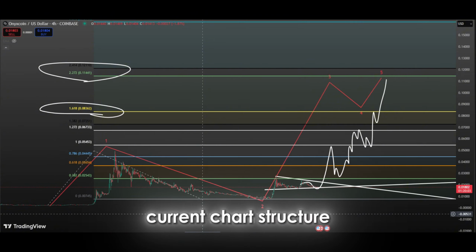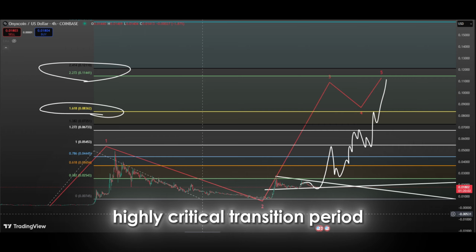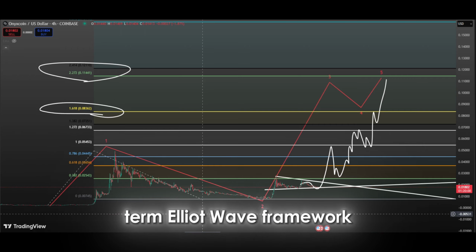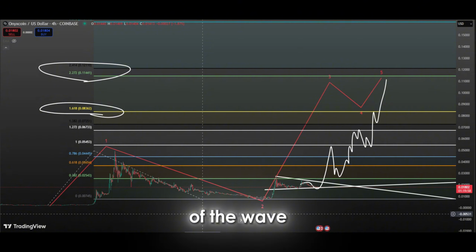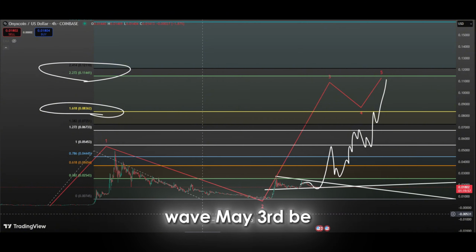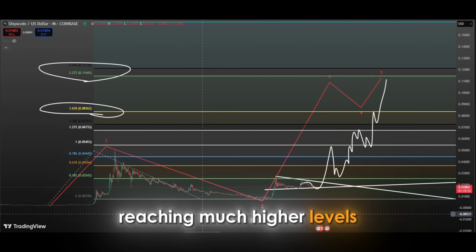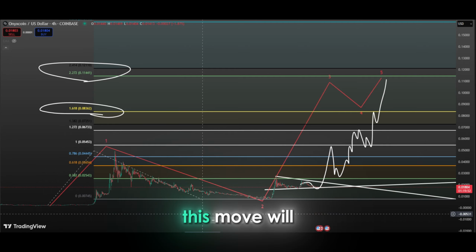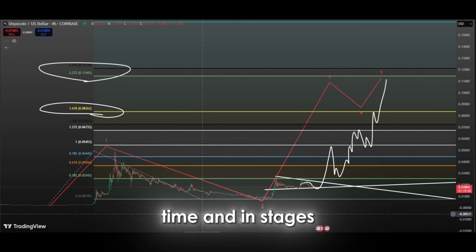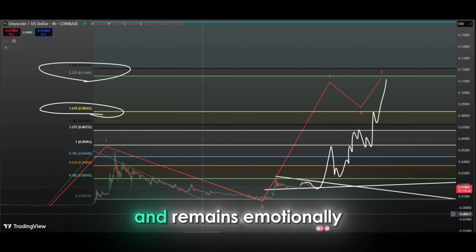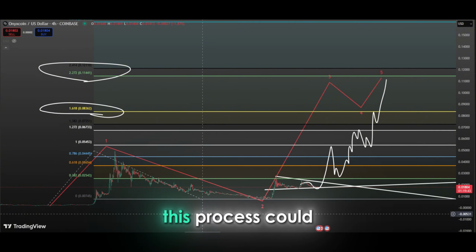In summary, the current chart structure points to a highly critical transition period within the long-term Elliott wave framework. With the completion of the Wave 2 correction, the potential for Wave 3 may be coming into play, and this wave could present a significant upward movement reaching much higher levels. However, this move will likely develop over time and in stages, requiring patience and strategic planning. As long as one adheres to the discipline of technical analysis and remains emotionally resilient through fluctuations, this process could offer substantial gains. And since Wave 3 is one of the longest waves, patience is key.